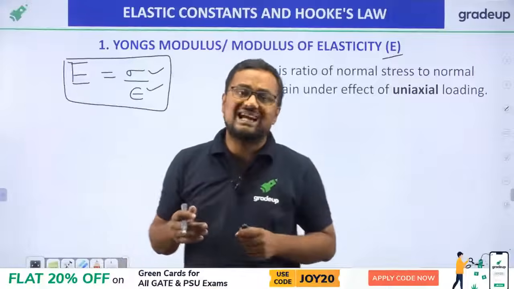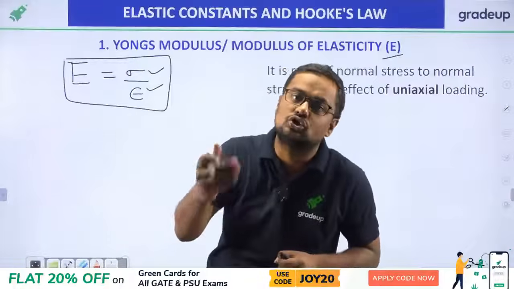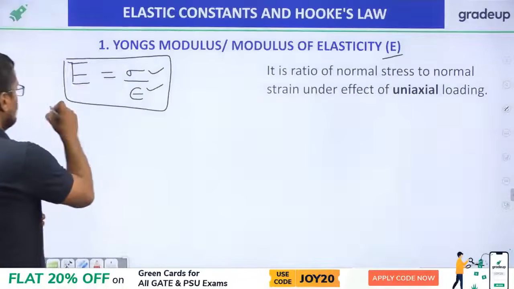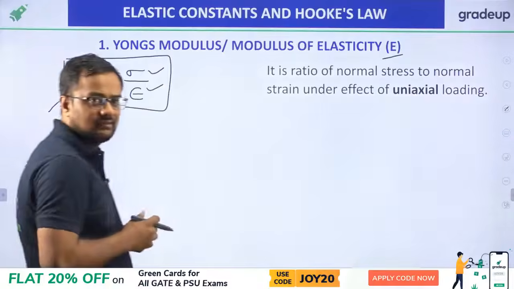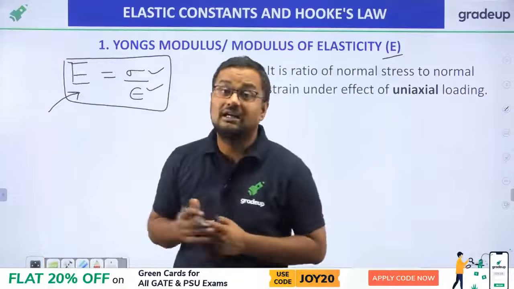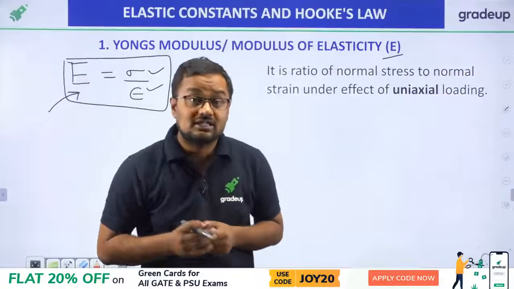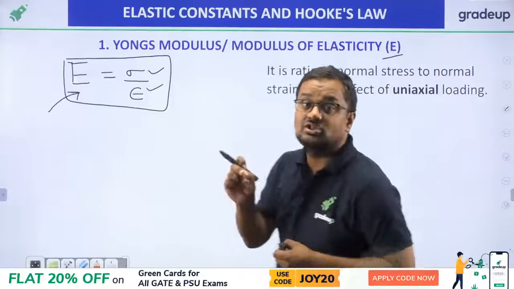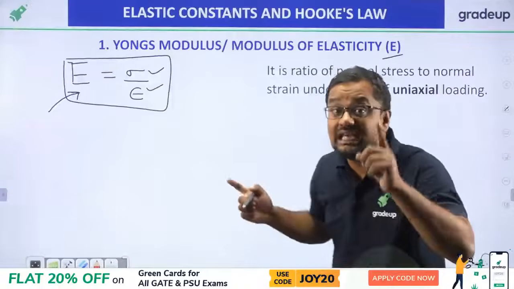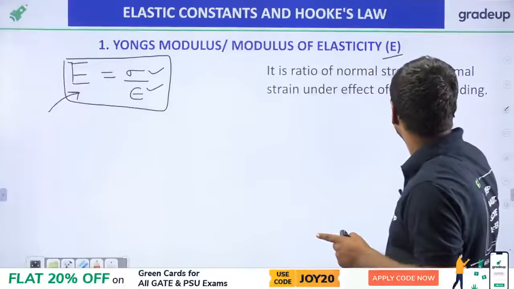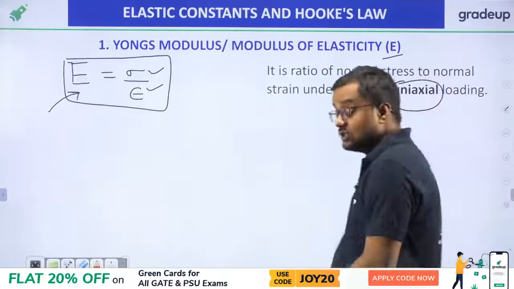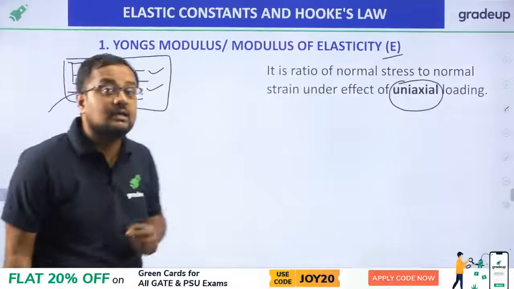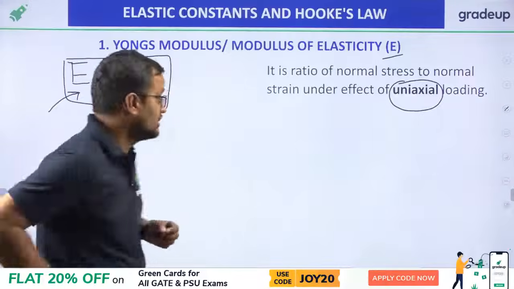Normal stress is that stress which is perpendicular, that is normal, to the area. My friends, you must know this, and I hope almost all of you know this, but there is a point behind this: Young's modulus is stress by strain, but only and only for uniaxial loading. Young's modulus is the ratio of normal stress to normal strain, but only for uniaxial loading.